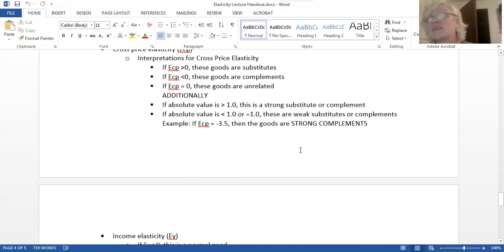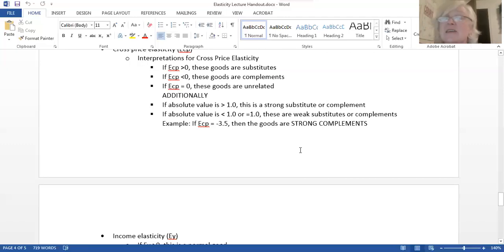So in this case, if the absolute value is greater than 1, the magnitude is bigger than 1, 3.6, 10.8, 15, those are strong relationships. Change in the price of one good causes a big reaction in the other market, okay? So in that case, it's either a strong substitute or a strong complement because you're taking the absolute value. Doesn't matter if it was positive 10 or negative 10, okay? The magnitude is 10. All right.